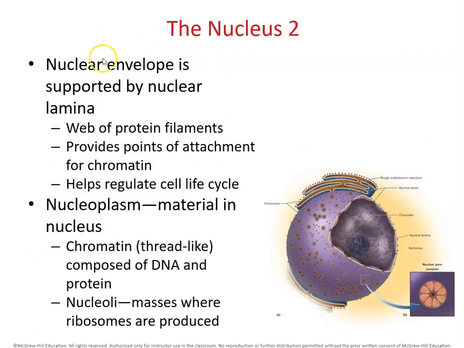This nuclear membrane or nuclear envelope is supported by something called the nuclear lamina, which is a web of filaments like we just talked about, the microtubules and intermediate filaments. And those things regulate the things going on inside that nucleus. Inside of the nucleus, we have chromatin, which is the DNA. The DNA stays in the nucleus unless the DNA is replicating. And we also have the nucleoli, which is where ribosomes get produced and then sent out into the cytoplasm. And we'll be talking more about ribosomes in just a couple minutes.